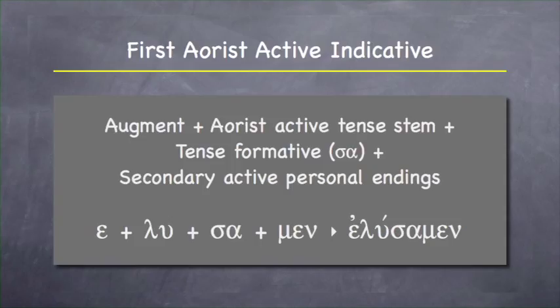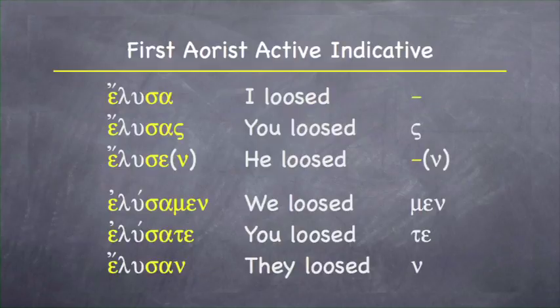So how do you form a first aorist? Well, you form them with an augment, an aorist active tense stem, a tense formative, which is the sa, and then secondary active personal endings. And you end up with a form like elusamen. See that you've got an augment there, the sa, you've got stuff bouncing out at you. These are very easy forms to identify.